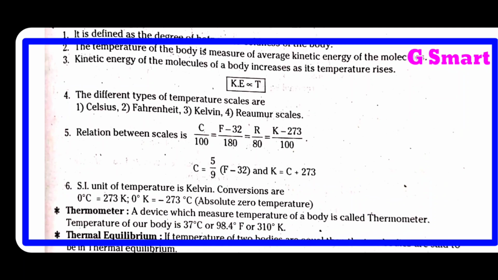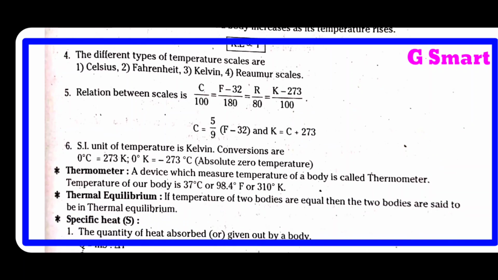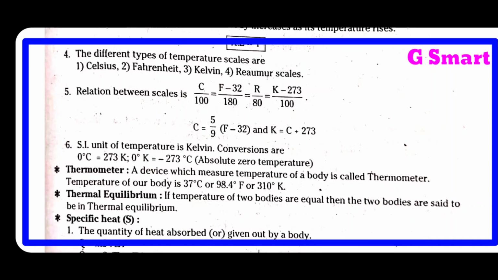The different types of temperature scales are Celsius, Fahrenheit, Kelvin and Reaumur scales. We can convert temperature from one scale to another scale. To convert that, we have to know the formula and the relation between these four scales. The relation between the scales is C by 100 is equal to F minus 32 by 180, that is equal to R by 80, that is equal to Kelvin minus 273 by 100.